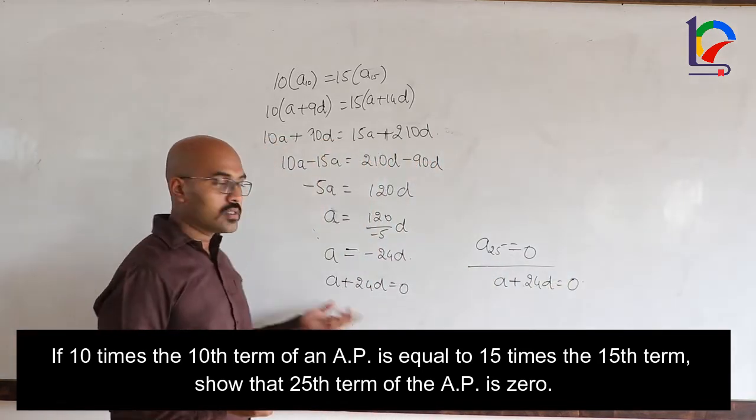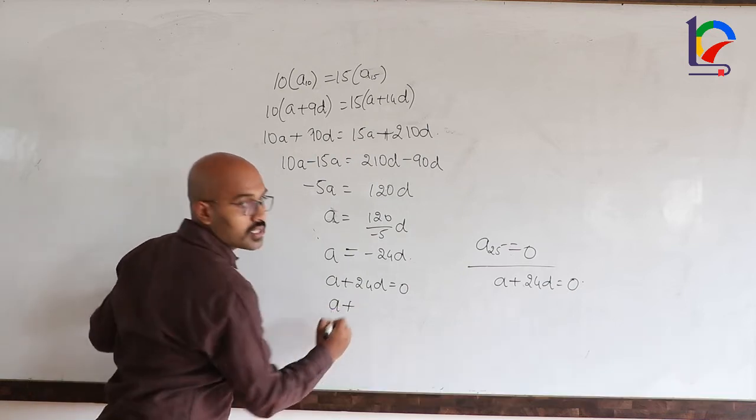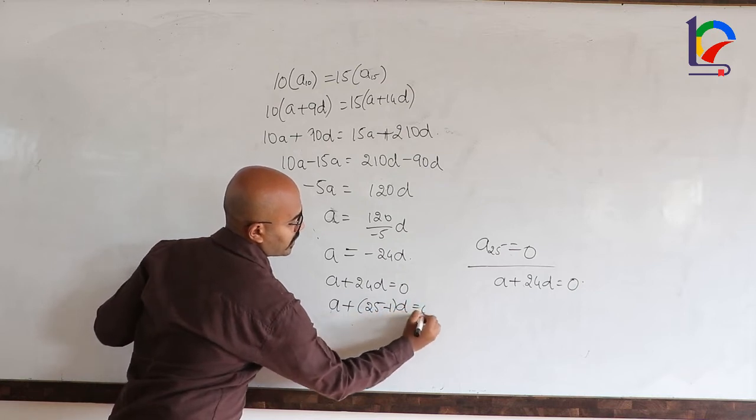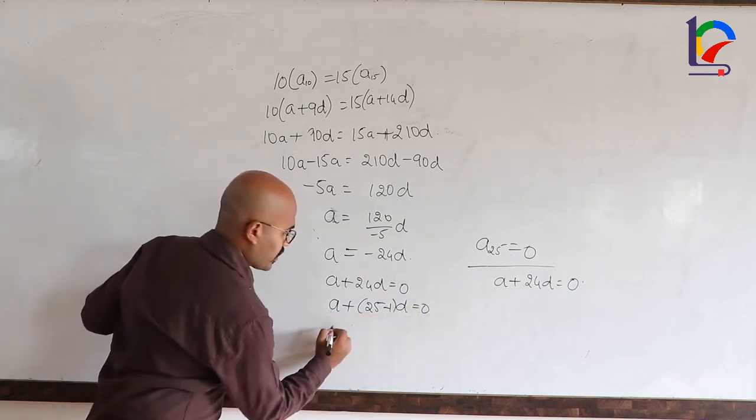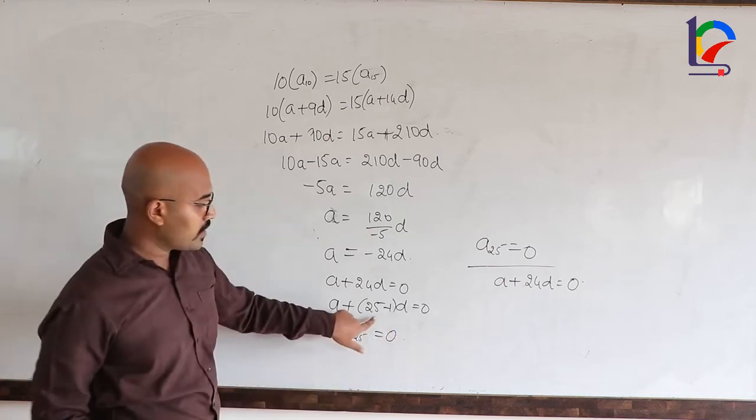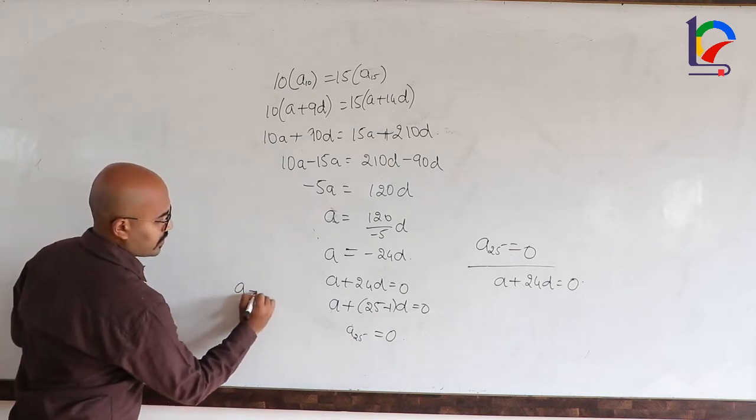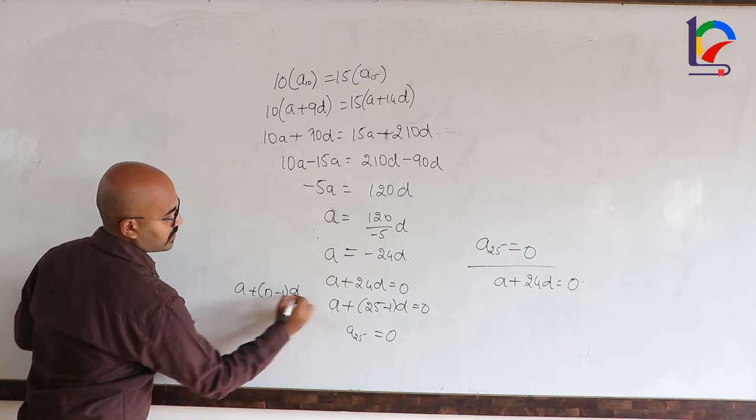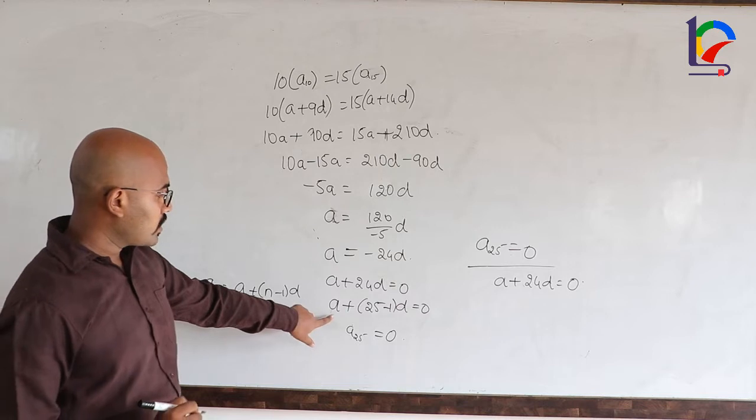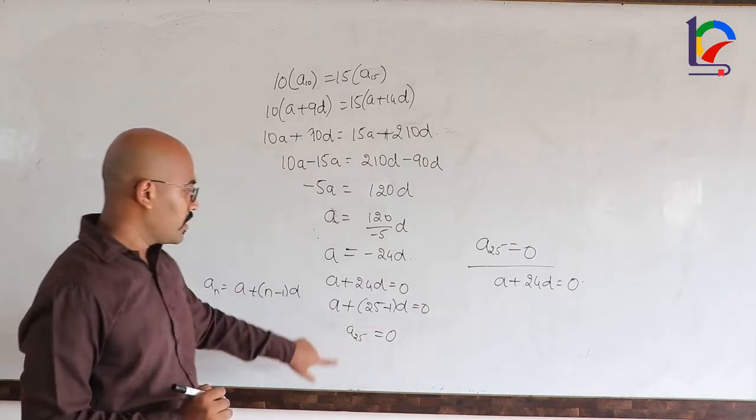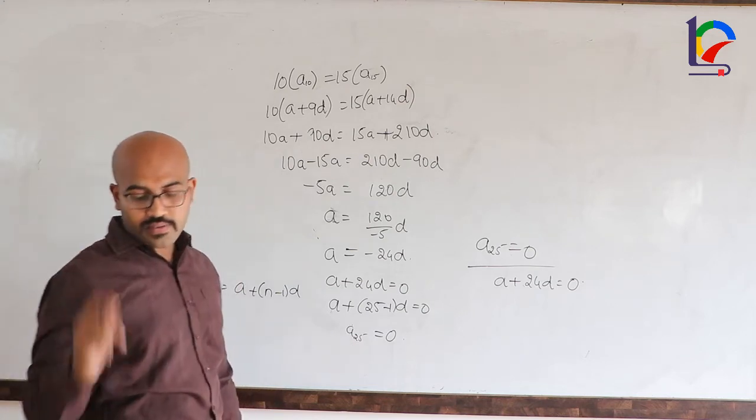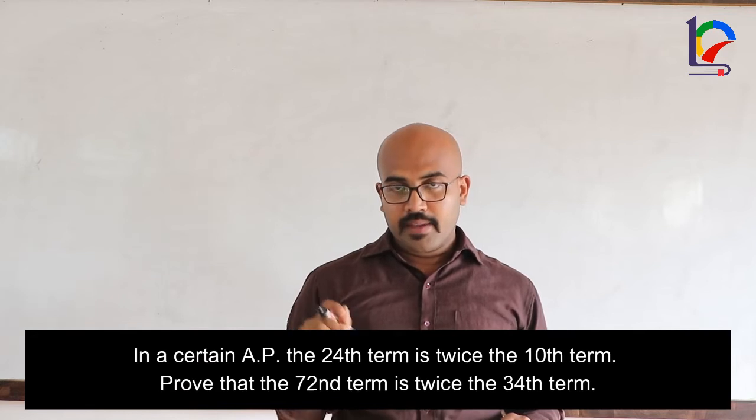We have got this. So for this, what you need to do is a plus 25 minus 1 into d is equal to 0. So this is a25 is equal to 0, because the nth term of an AP is a plus n minus 1 into d. So a plus 25 minus 1 into d is equal to 0. So what is n? 25. So the 25th term is 0. Hence proved.